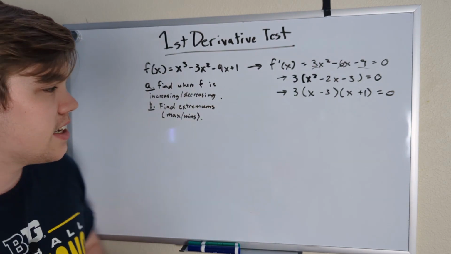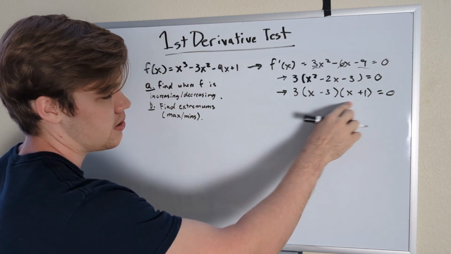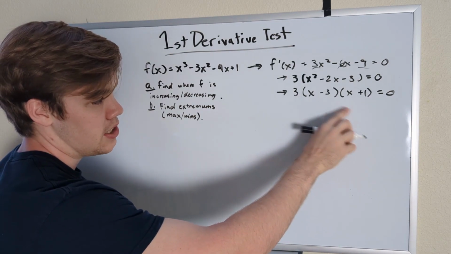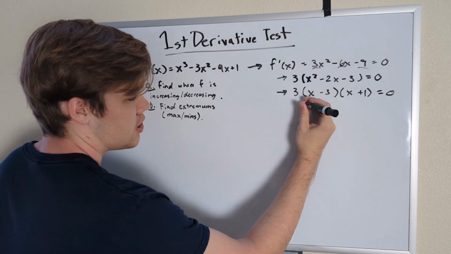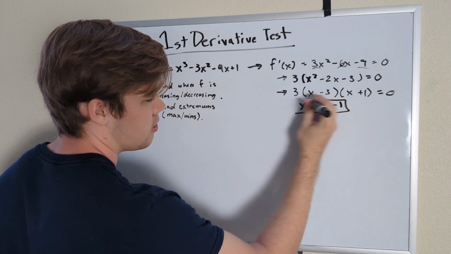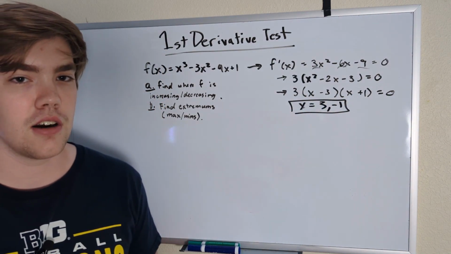We don't have to worry about the constant, but we do need to worry about these two, because if one of these two equals 0, then the whole function equals 0. 3 minus 3 will equal 0, and -1 plus 1 will equal 0. So x is equal to 3 and -1. And these are our critical points. And we'll need these when we build our sign chart, which we're going to do next.